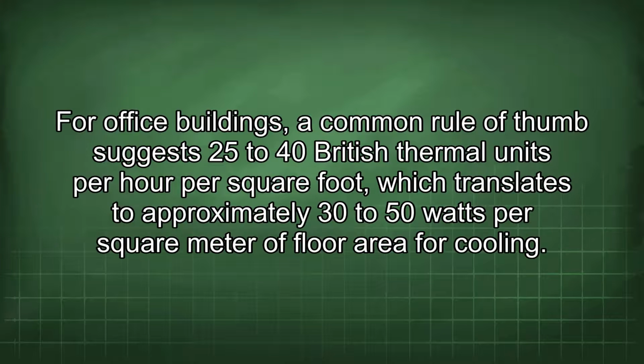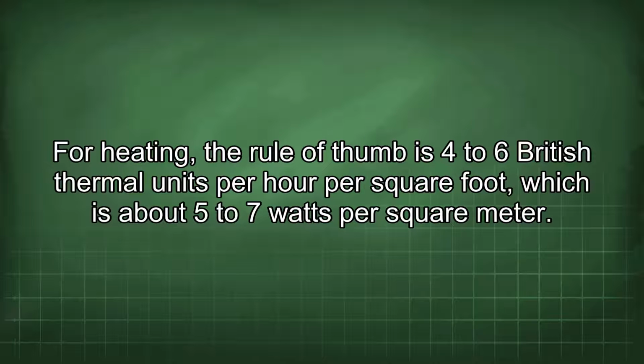For office buildings, a common rule of thumb suggests 25 to 40 British thermal units per hour per square foot, which translates to approximately 30 to 50 watts per square meter of floor area for cooling. For heating, the rule of thumb is 4 to 6 British thermal units per hour per square foot, which is about 5 to 7 watts per square meter.